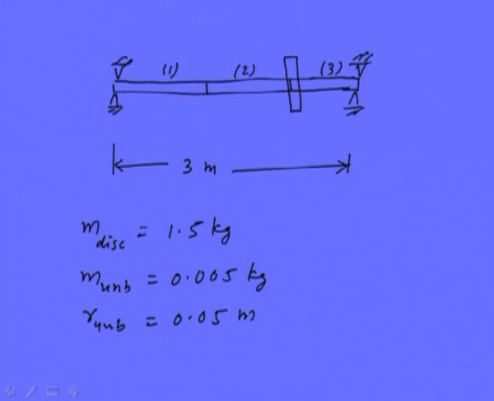It is having an unbalanced mass of 0.005 kg at a radius of 0.05 meter, and the phase of that with respect to some reference point on the shaft is 30 degrees. Let us say this is the y axis, this is the z axis, and the unbalance of the shaft is here. So we are measuring the phase with respect to the horizontal axis y. So now we have described the problem.